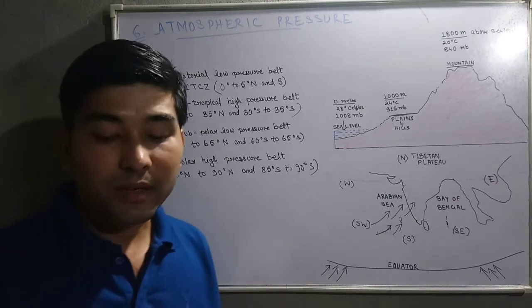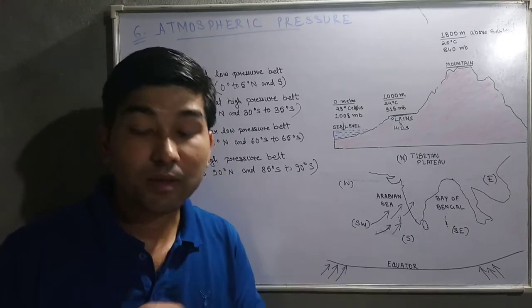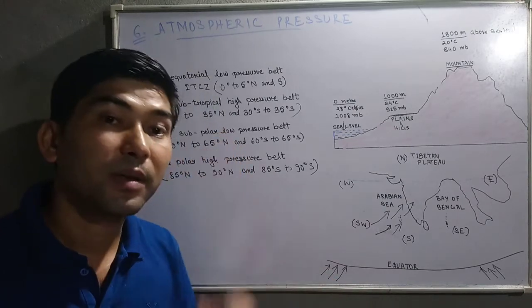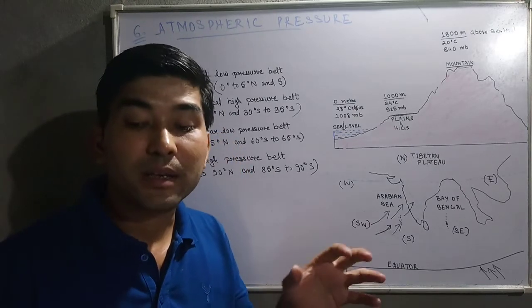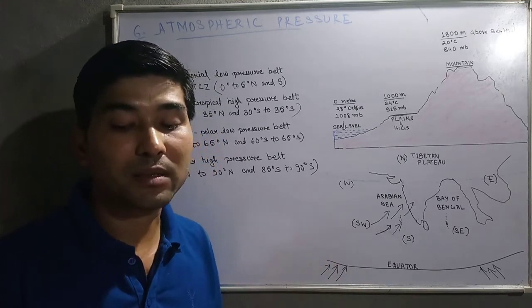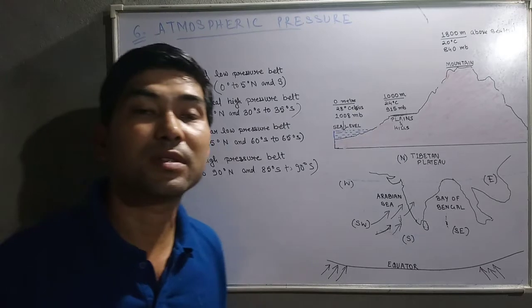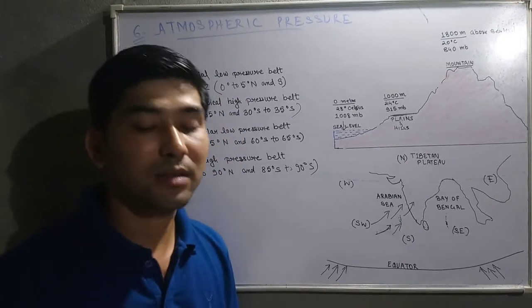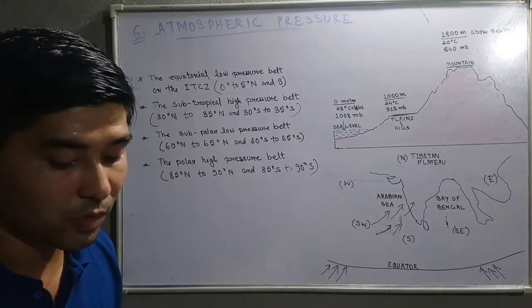Then the third factor is the moisture content. Moist air is lighter than dry air, because the molecular weight of water is less than that of oxygen and nitrogen. This is a scientific fact, so you could understand it with the help of your science book.